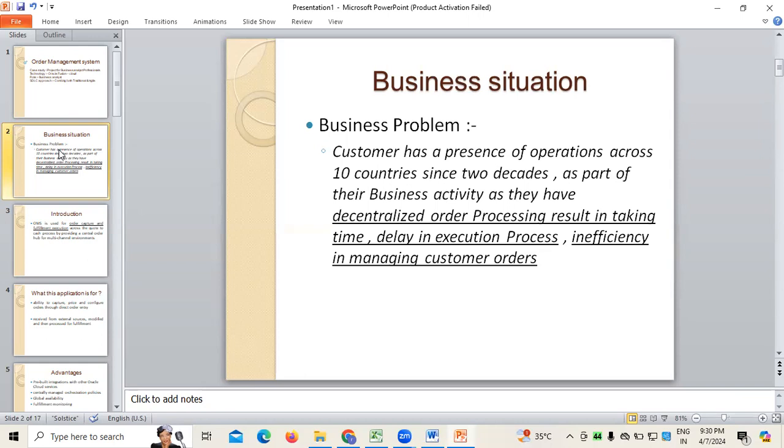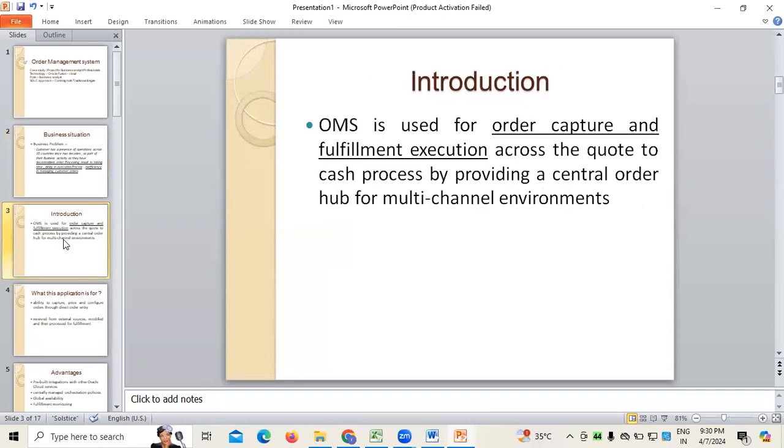For that, first of all, we need to know what exactly an order management system is all about. An order management system is used to capture orders and manage their fulfillment and execution across quote-to-cash processes by providing a central order hub for multiple channel environments. For that purpose, an order management system is majorly used by any organization that wants to process orders and everything related.